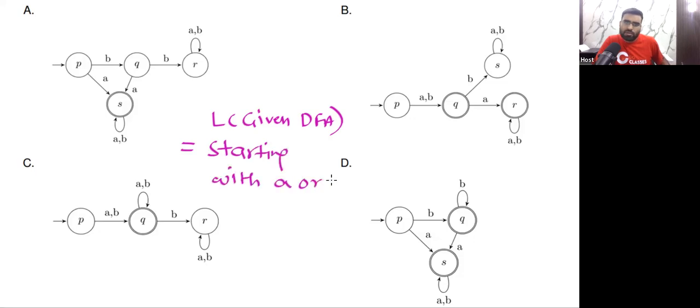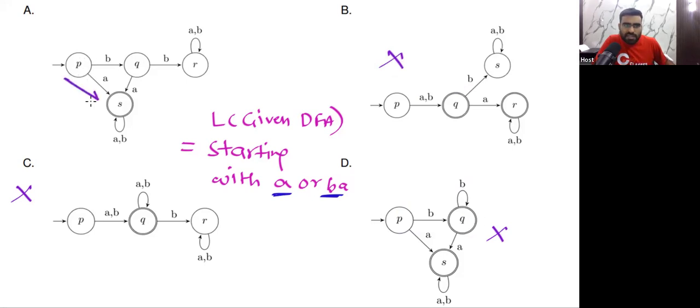Starting with A or BA. Okay, so you can easily see that this option is gone. Okay, this option, starting with A or BA, is also gone because this is a final state. Okay, so B is accepted. Next, starting with A or BA, but here B is accepted, so this option is also gone. And finally, this will be your answer.